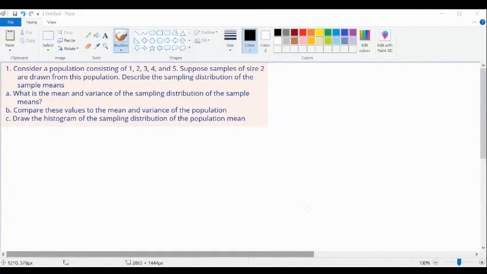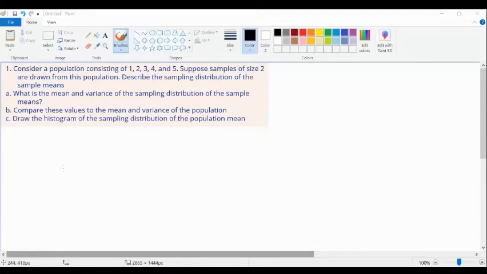For example number one, let's consider a population consisting of 1, 2, 3, 4, and 5. Suppose samples of size 2 are drawn from this population. Describe the sampling distribution of the sample means. So first, we're going to find the mean and variance of the sampling distribution of the sample means. Second, compare these values to the mean and variance of the population. Lastly, draw the histogram of the sampling distribution of the sample mean.